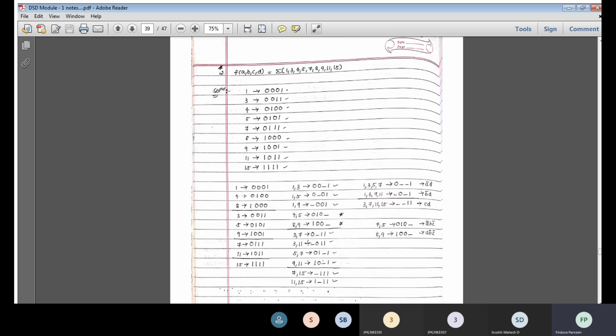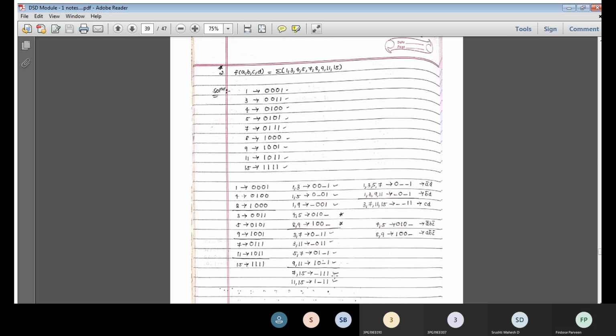And I've put a tick mark for 1, 3 as well as 5, 7. Okay. Next. So 1, 3 still where it can be compared? It can compare with 9, 11. So 1, 3, 9, 11. Again, what you'll be getting? Dash 0, dash 1. Okay. So 1, 3, 9, 11 is same as well as 1, 9, 3, 11 is also same thing. So I'll put a tick mark over there.